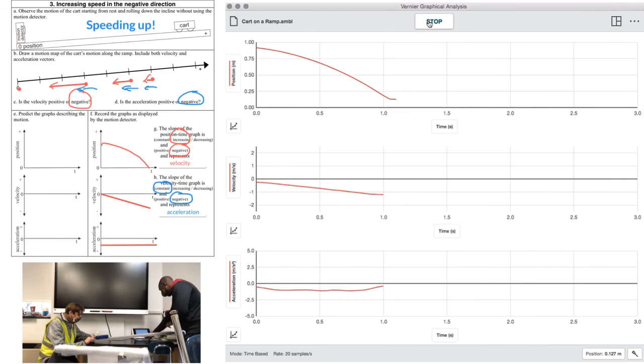One of the key things to remember from this lesson is that if the velocity and the acceleration are both positive, or if the velocity and the acceleration are both negative, then the object is speeding up. If the velocity and the acceleration are in opposite directions, then the object is slowing down.